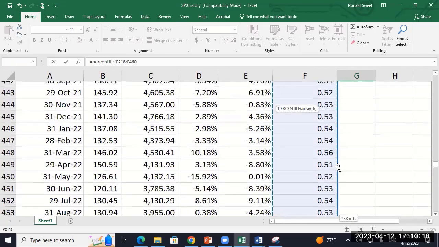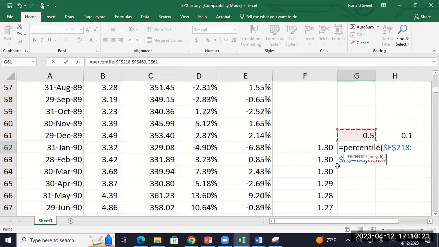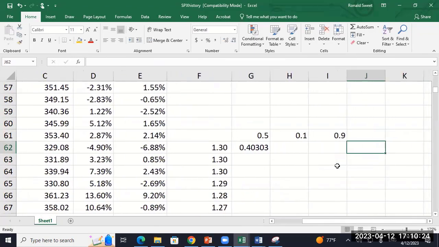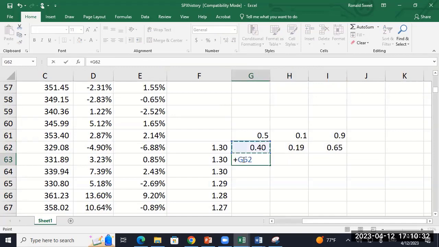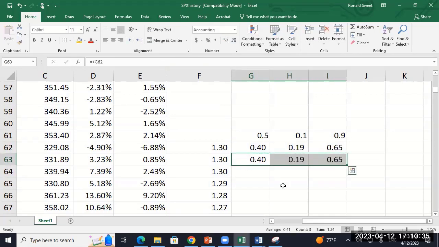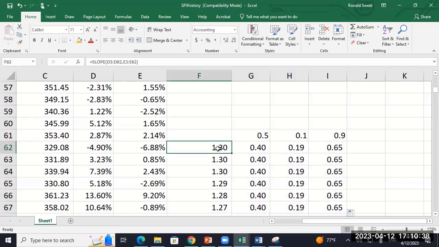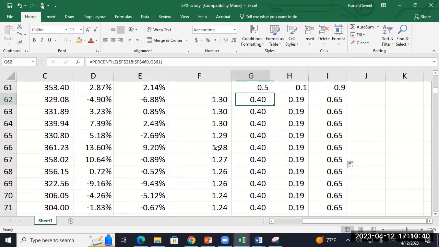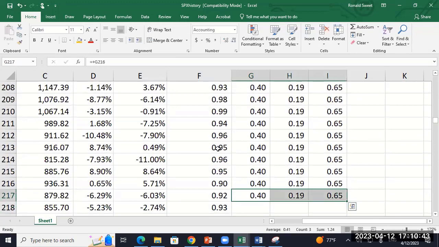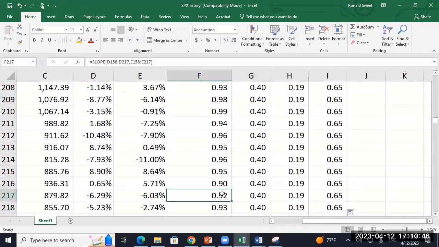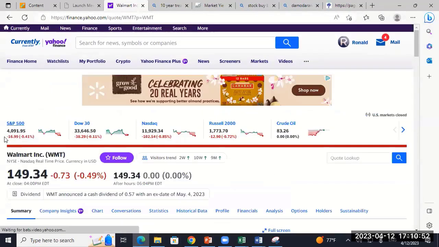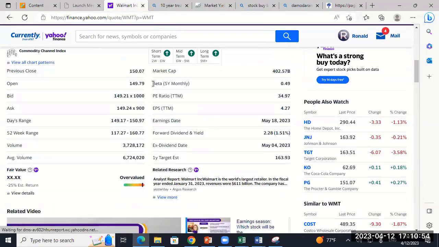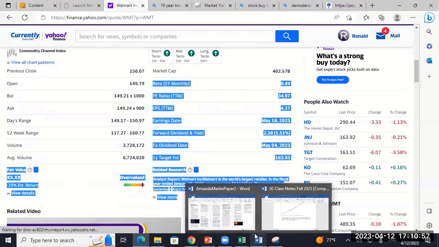For your company, who knows what you might find. So that gives me the 50%, the 10%, and the 90th percentile. So I'm just going to graph that. Now, before I do that, I might compare the very last number, that 0.49. It should be almost exactly the same as what Yahoo Finance shows. 0.49. And why is that?